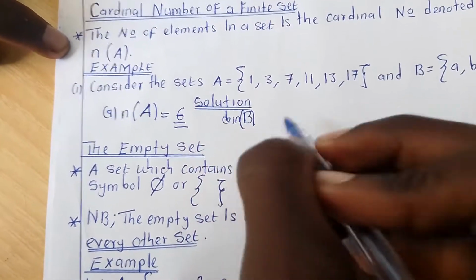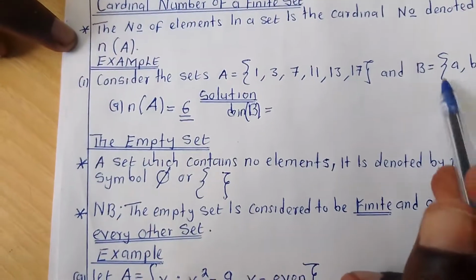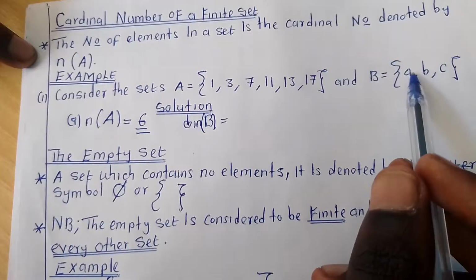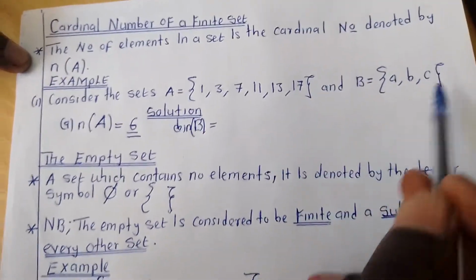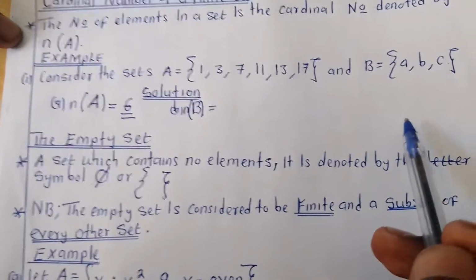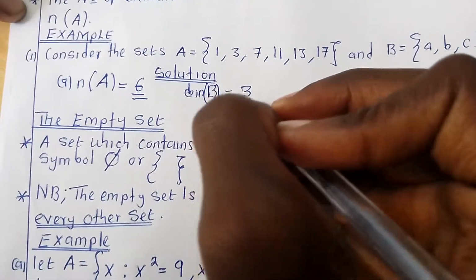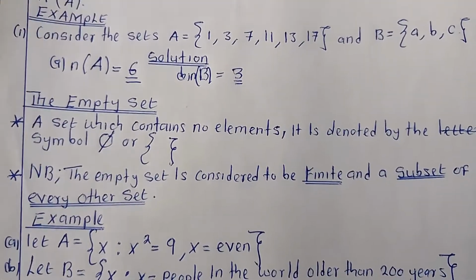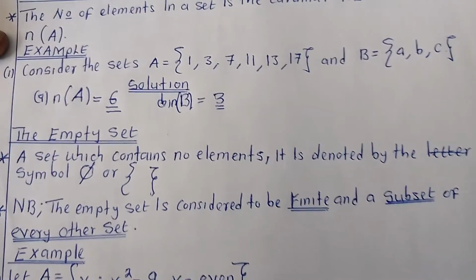N, B. What is the cardinal number of B? We just count the number of elements: 1, 2, 3. Therefore, 3 is the cardinal number of set B. We come to the empty set.